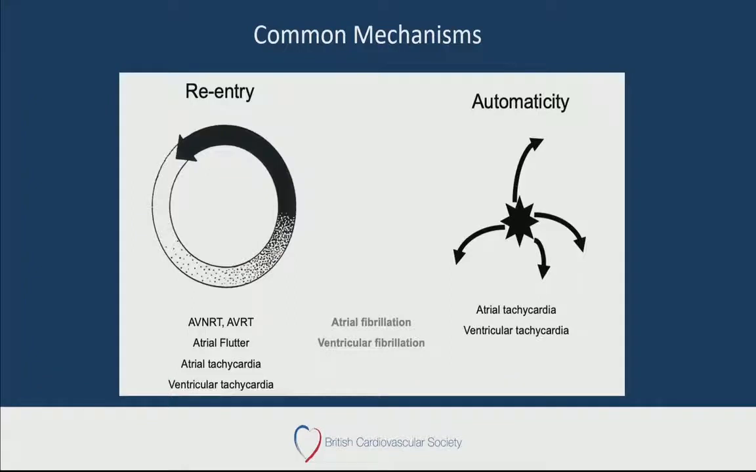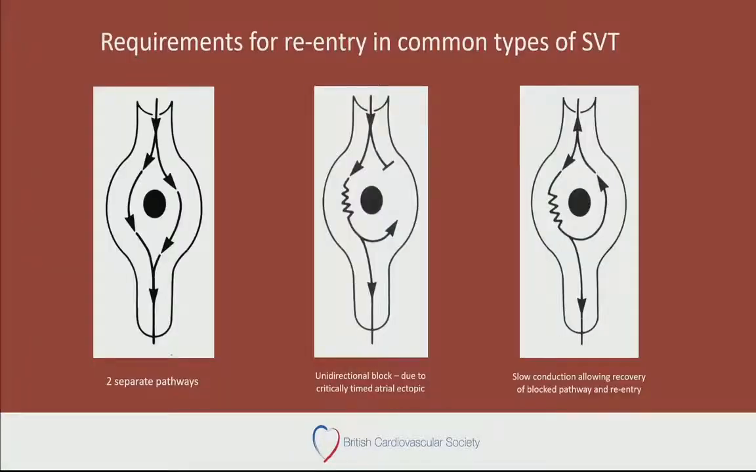And the mechanisms that are important in SVTs are predominantly re-entry, but also you can have automaticity, which is more important in things like atrial tachycardia and ventricular tachyarrhythmias. But re-entry is the crux. And the general principle of any re-entry is that you have two limbs, both with different electrical properties and refractory properties.